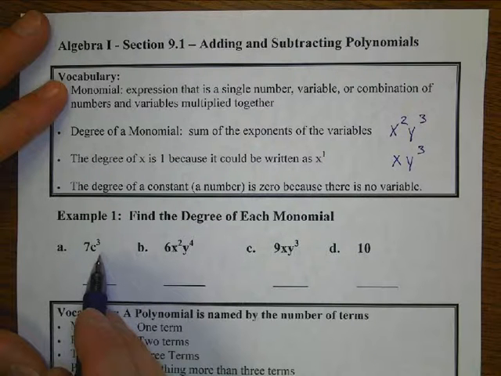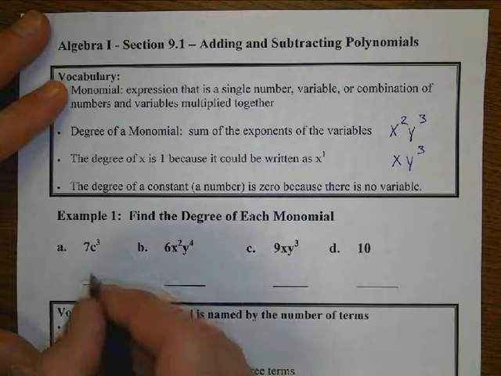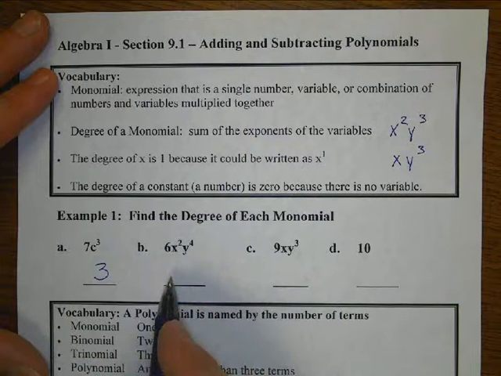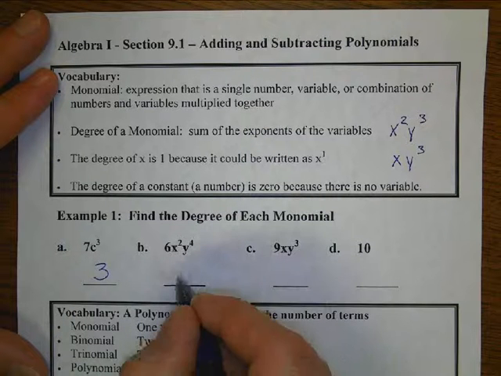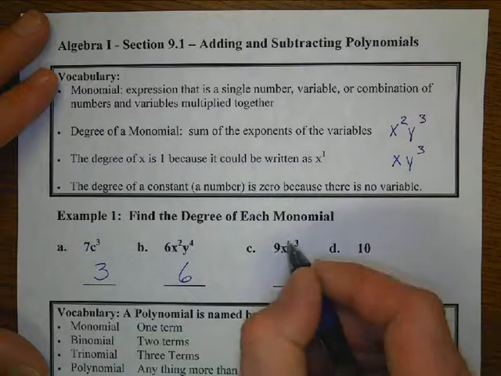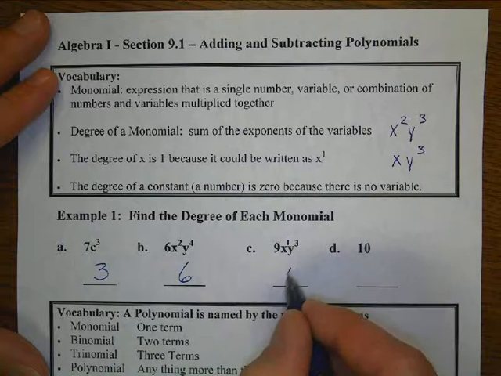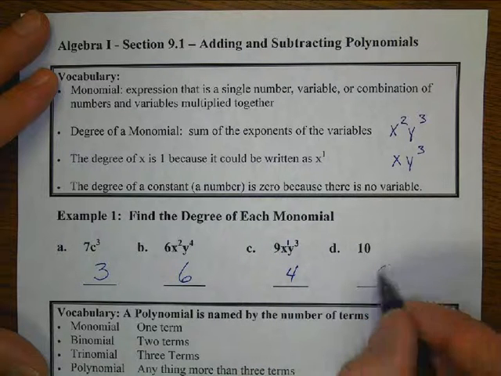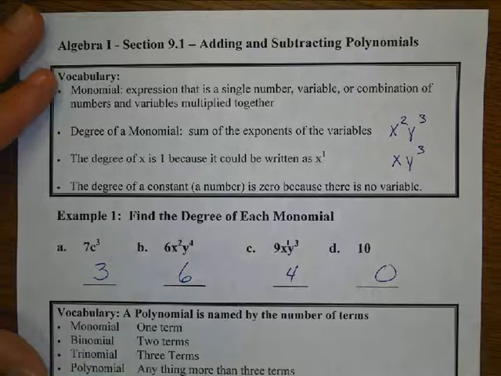What's the degree? Well, there's an exponent of 3, so the degree is 3. The degree here is 2 plus 4 is 6. Notice in both cases we're not taking any consideration as to the numbers in front. Our degree on number C, we have a 1 plus 3, that's 4. And our degree on our last one is 0 because there is no variable.